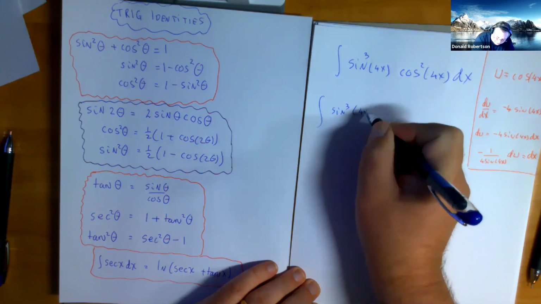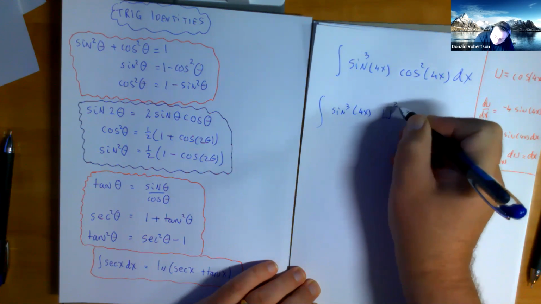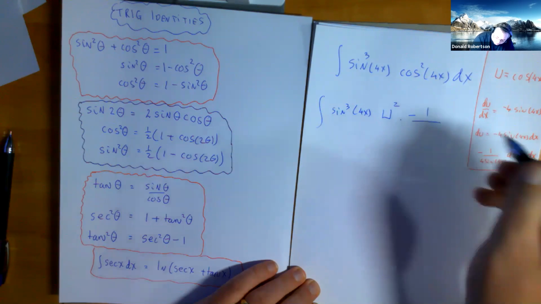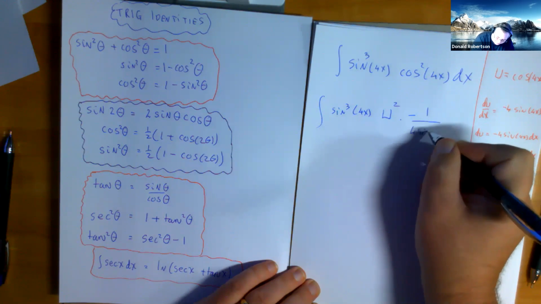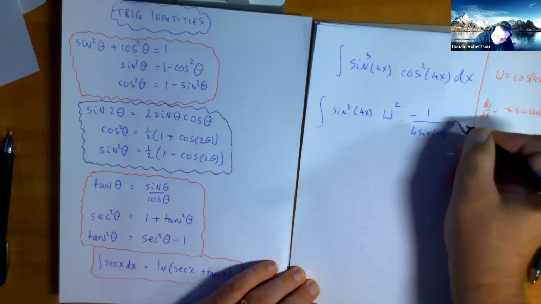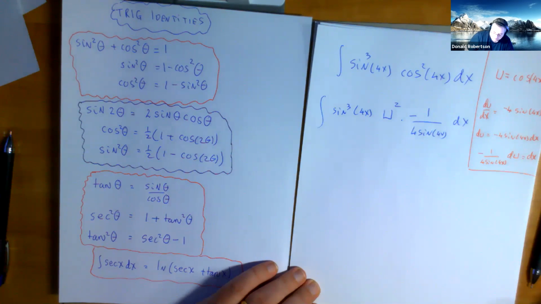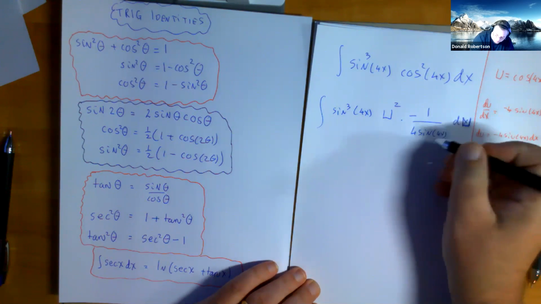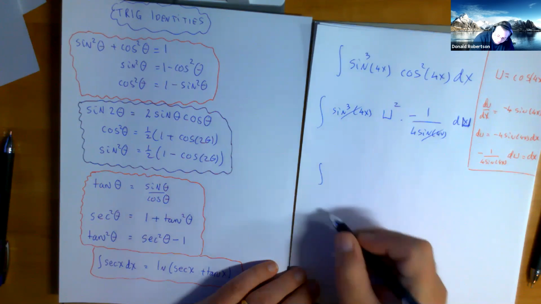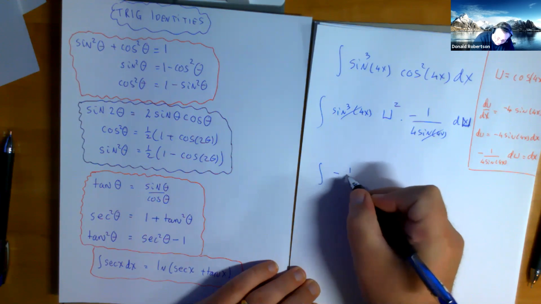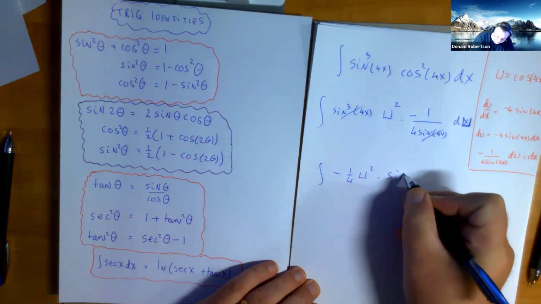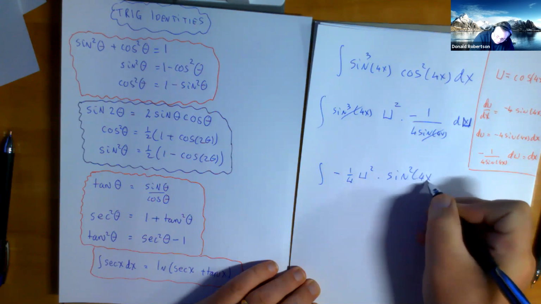Sine cubed 4x is still good right now. That's going to be a u squared. That's going to be negative 1 over 4 sine 4x. There's a dx. Not dx, sorry. Du. Okay. One of these cancels one of these. I'm now going to have negative 1/4 u squared. And I have a sine squared of 4x left over.